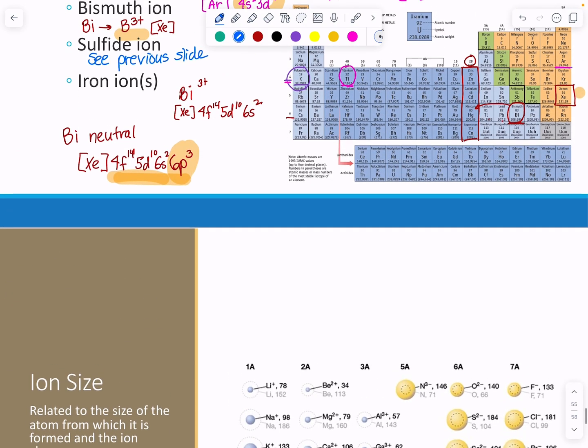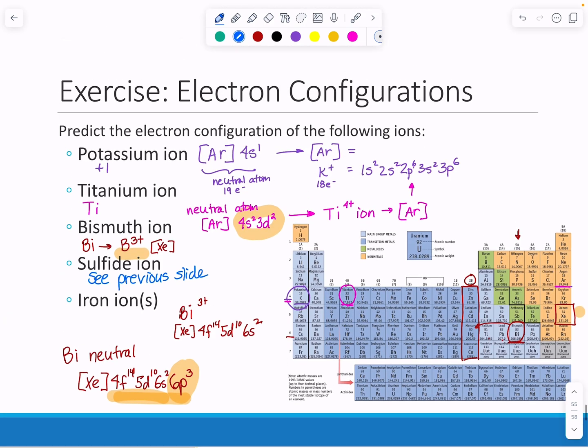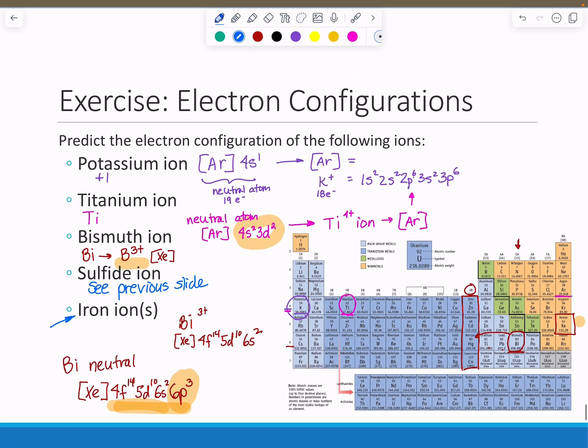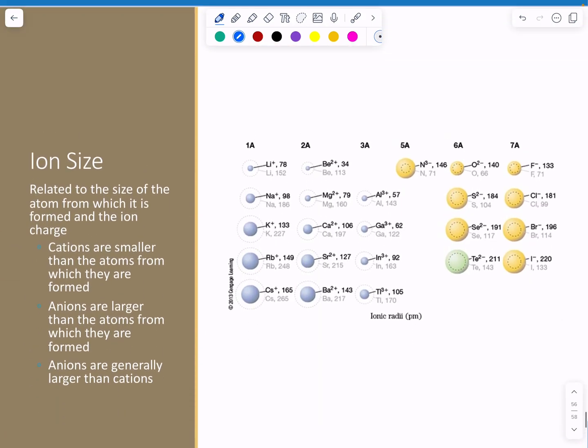Okay, so we're going to save talking about iron for when we get to chapter 5, because iron is one of those ones, like cobalt, where you can form differently charged ions. All right, so let's finish by talking about ion size.